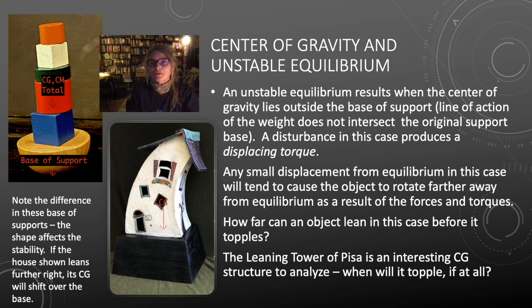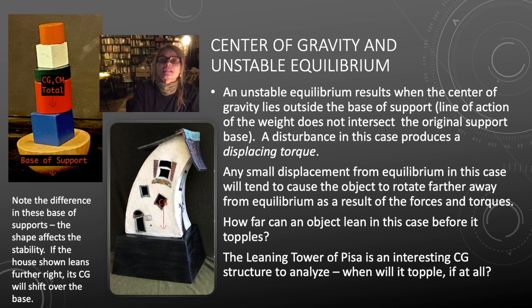Unstable equilibrium. If you've ever played with Jenga blocks or some of the other types of puzzles out there, like this stack right here, which has a rounded base of support, you might encounter unstable equilibrium. So here we have the center of gravity lying outside the base of support. And if you take that center of gravity and it goes over the base of support, like in a leaning tree, a leaning tower, what's going to happen is you become very unstable, and it's just a matter of time before it tips over.